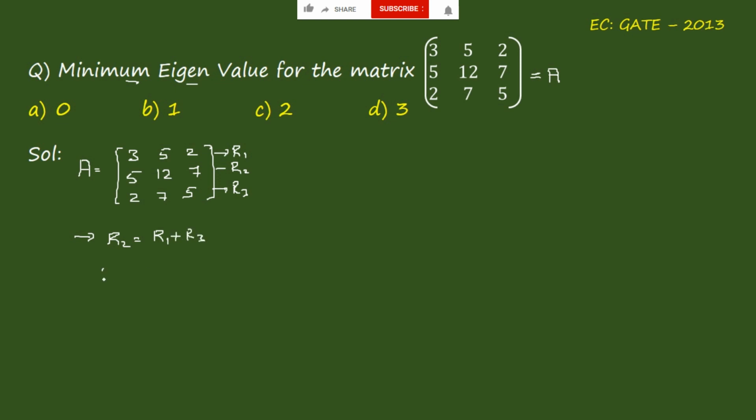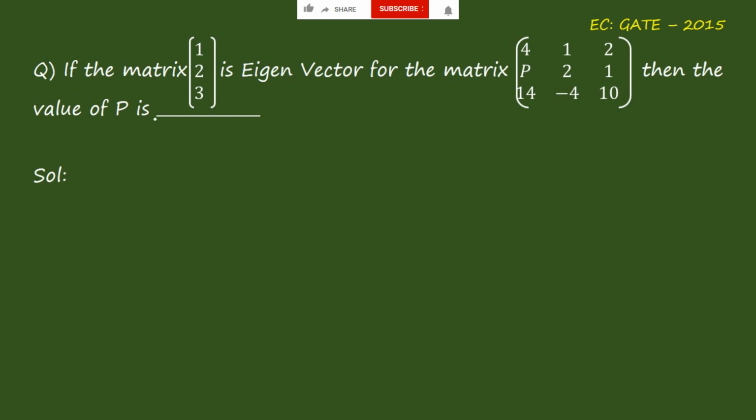Then we can see that the determinant of matrix A is equal to 0. So when the determinant of a matrix is 0, one of the eigenvalues, lambda, would be equal to 0. They are asking for the minimum eigenvalue. So in the options, only A would be the answer.